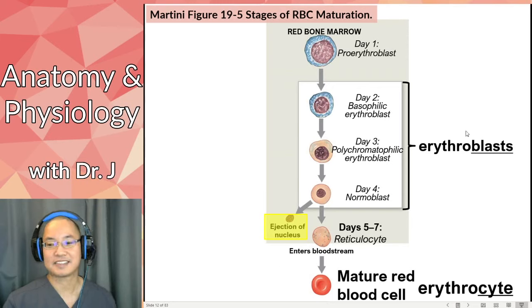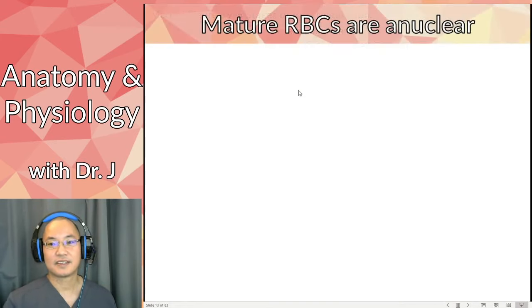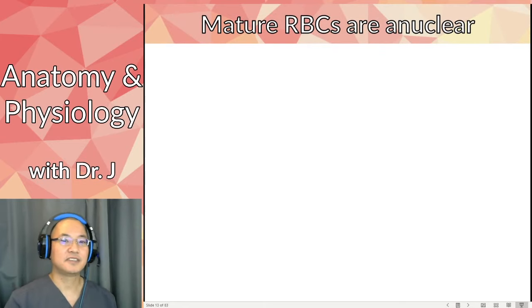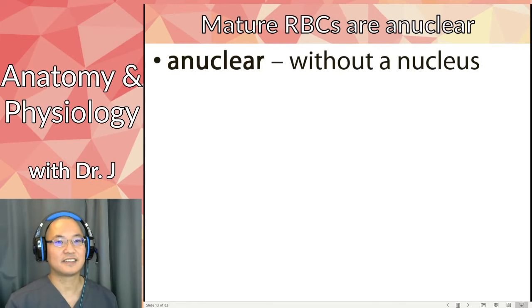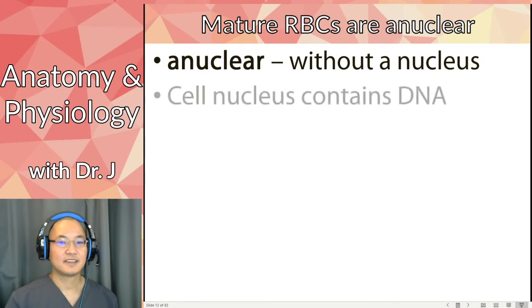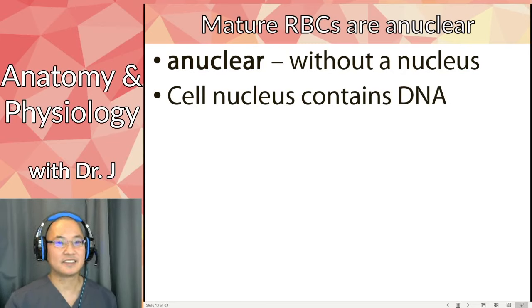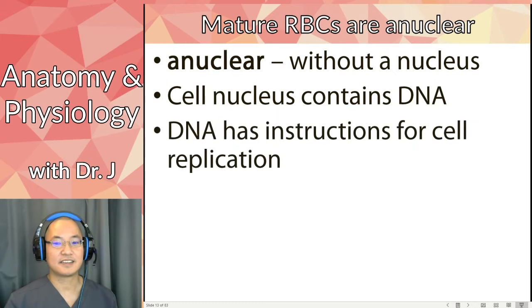So erythroblasts, and if you remember my lectures from last semester, if you have something that has the same prefix and then blast, and the same prefix and then cyte, the blast is the immature form and the cyte is the mature form. So again, these mature red blood cells are anuclear, and that term means that it's a cell without a nucleus. And the cell nucleus typically contains DNA, but remember that the DNA contains all the instructions to make a cell and all the proteins in the cell.